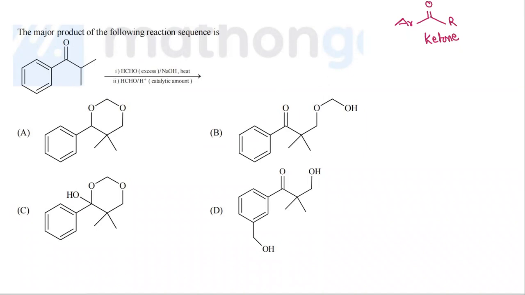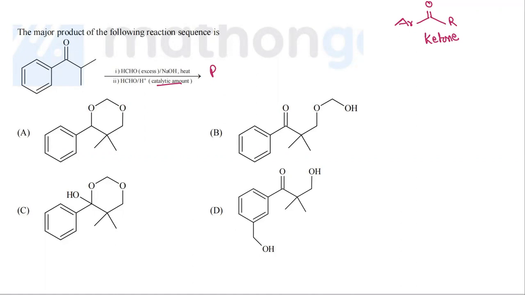And the reagent given to us in the first step is HCHO, that means formaldehyde taken in excess in the basic medium, and then it is heated. This will give us a certain compound which, when treated with HCHO once again in a catalytic amount of acidic medium, is going to give us some product. We need to identify whether this is A, B, C or D. So let us first try to understand the question.